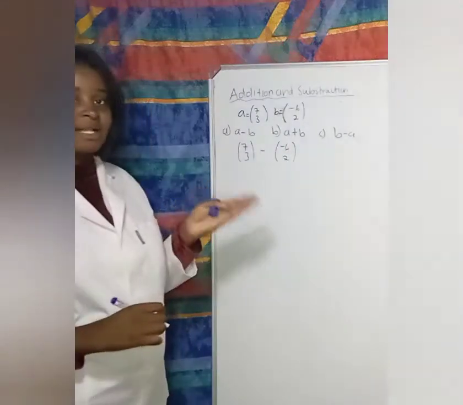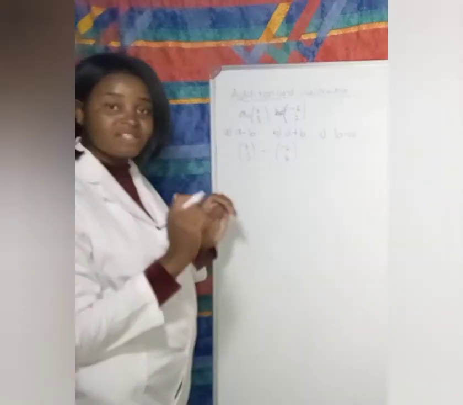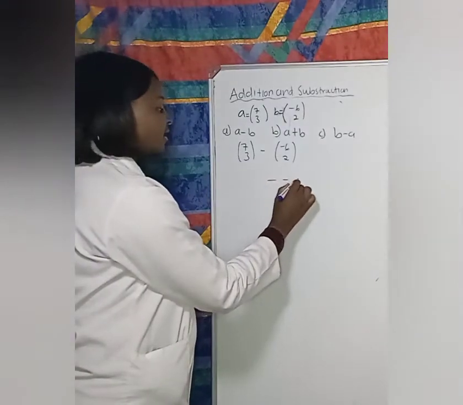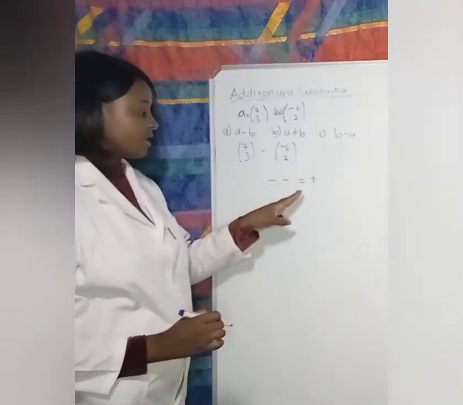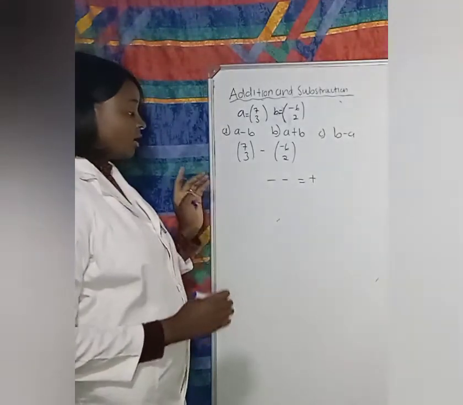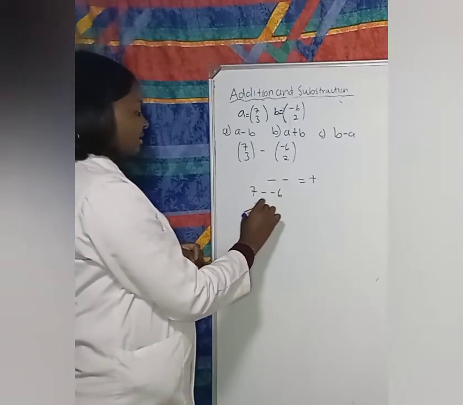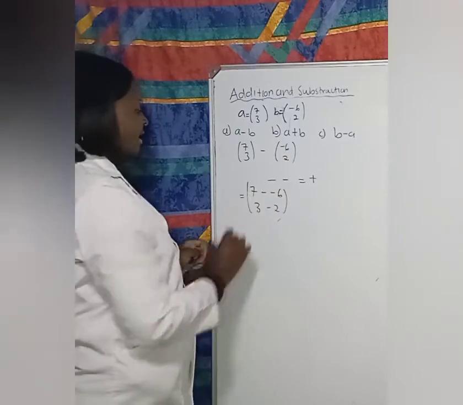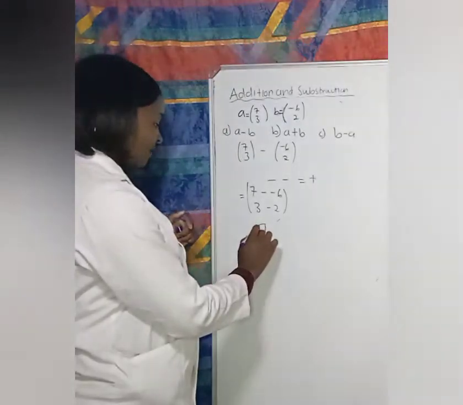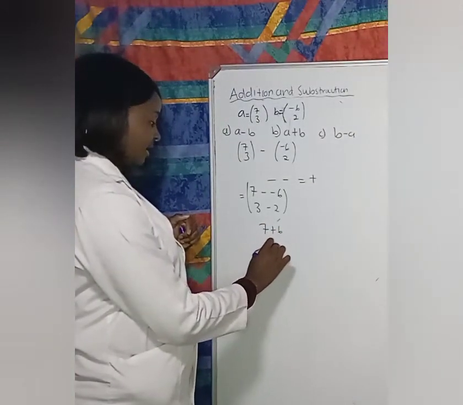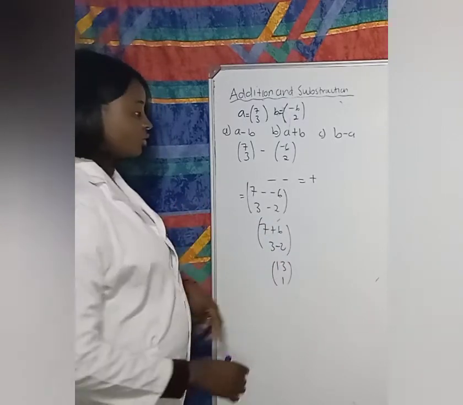Before we subtract, I want you guys to take note of something. Whenever you have negatives following each other like this, just know that they will give you a positive at the end of the day. So on this question, we have 7 minus -6 and 3 minus 2. The minus and minus following each other will give us a plus. This becomes 7 plus 6 and 3 minus 2. 7 plus 6 is 13. 3 minus 2 is 1. So our final solution is (13, 1).